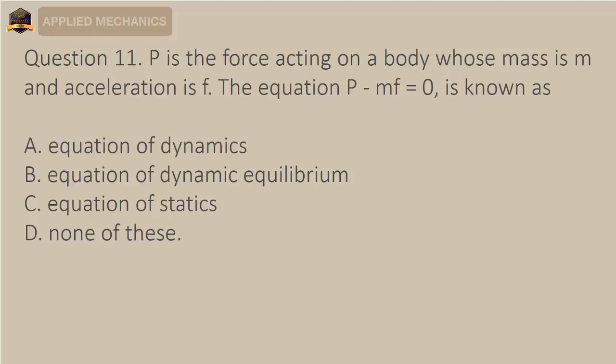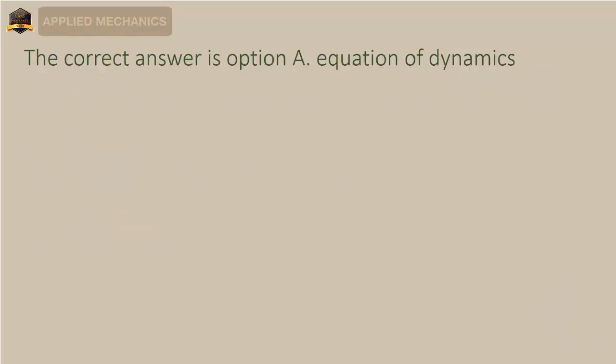Question 11. P is the force acting on a body whose mass is m and acceleration is f. The equation P - mf = 0 is known as A. Equation of dynamics, B. Equation of dynamic equilibrium, C. Equation of statics, D. None of these. The correct answer is option A, equation of dynamics.